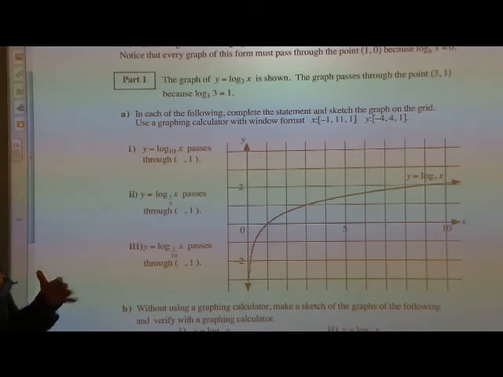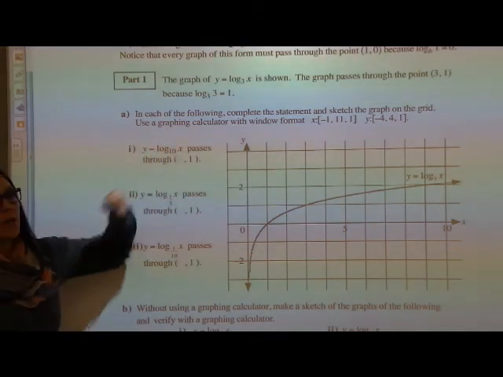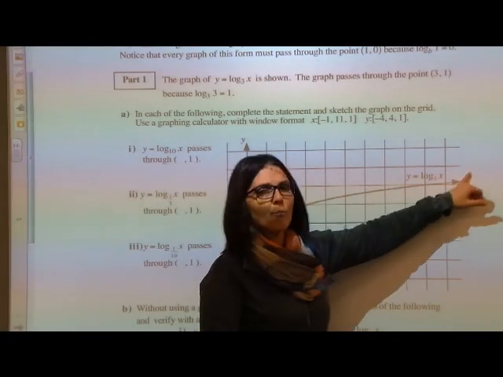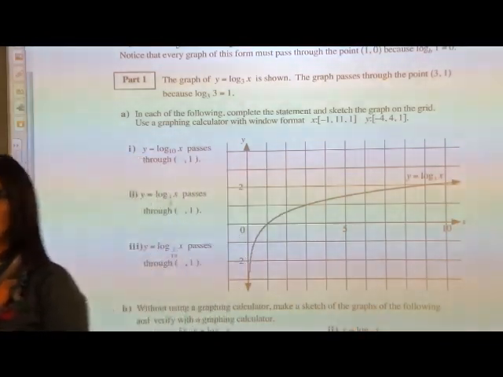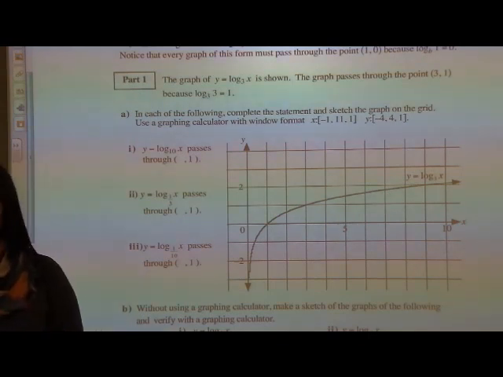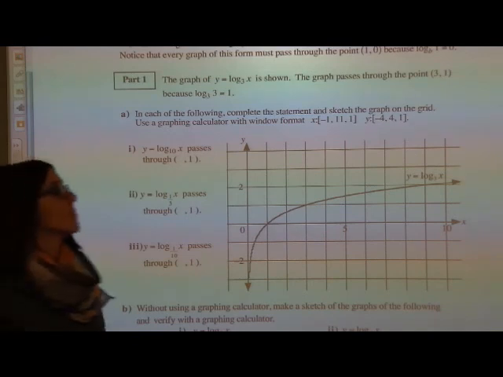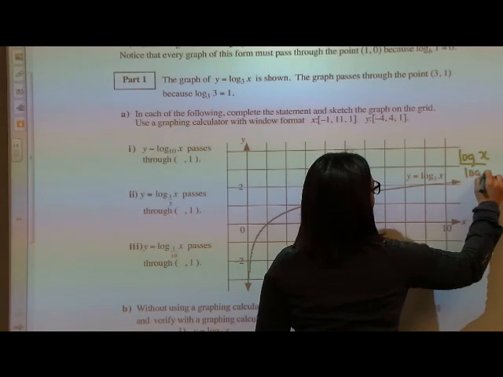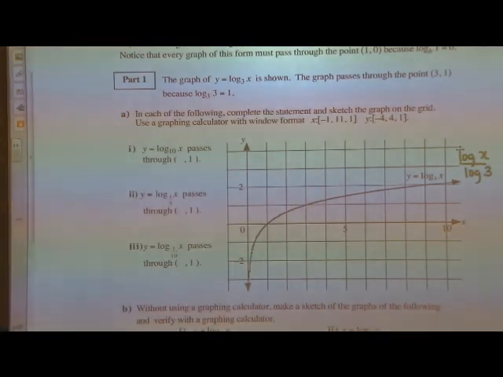But when we go to put them into our calculator, can I put log base 10 of x in my calculator? How would I write that in? Actually, let's not start with that one. Let's start with this one. How would I put log base 3 of x into my calculator? Log x divided by log 3. That's how I would put it into my calculator.